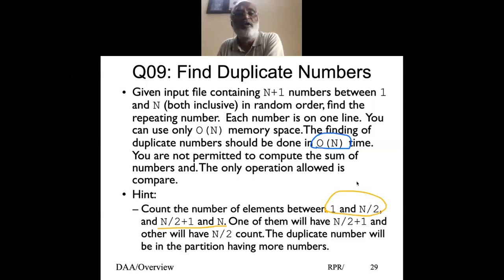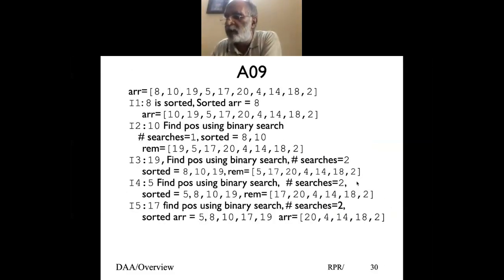One of them would be more. And then whichever is more, I repeat the process. By dividing the problem into n by 2 in each step, this is divide and conquer, and that's how I proceed.